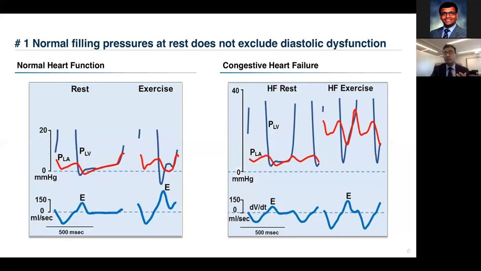So stress test or exercise leads to a situation where you can have a filling pressure which is normal at rest. However, the filling pressure only increases whenever the patient exercises. And therefore, stress test is a very good metric to uncover the presence of diastolic dysfunction, particularly in patients with dyspnea of unknown origin.